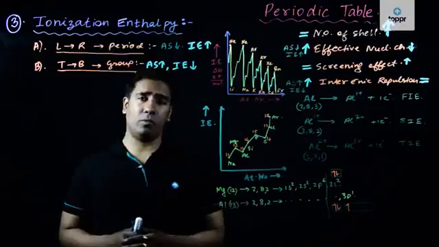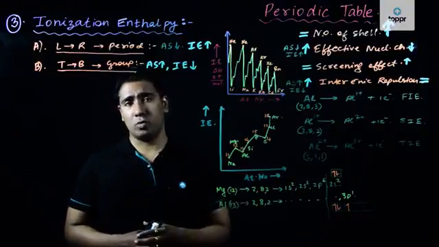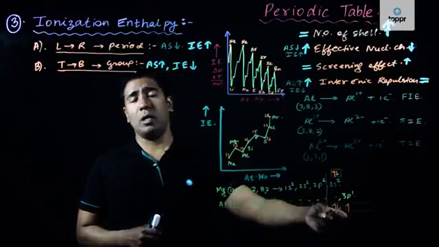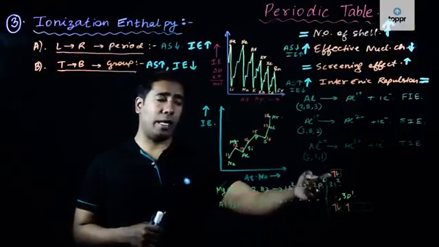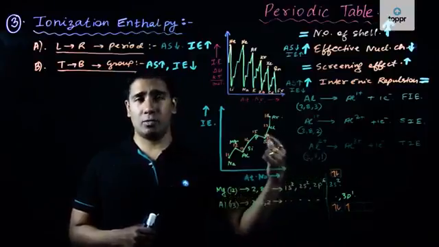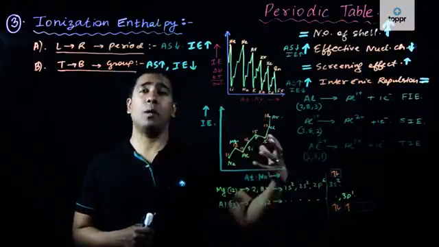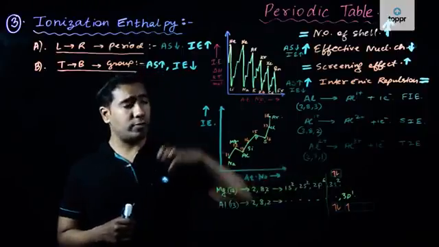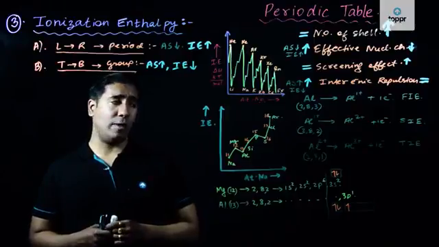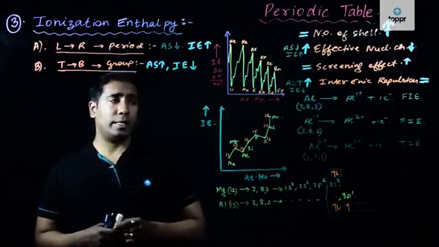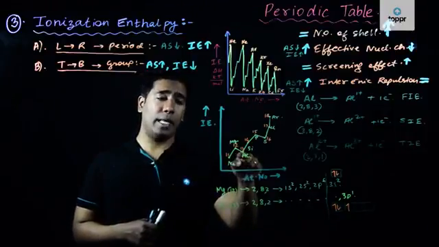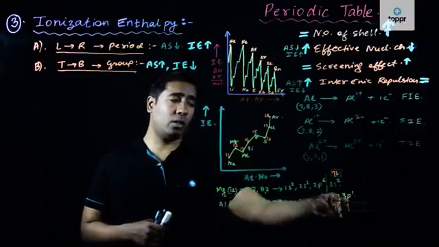It can very easily be removed because it is not very strongly attached to the nucleus, and hence in the case of aluminium, the first ionization enthalpy will be very less as compared to magnesium. In the case of magnesium, as you can see, this orbital is completely filled, and hence it will require much more energy to remove one electron out of the orbital when we are talking about the valence electrons. So this explains why the first ionization enthalpy of aluminium will be less as compared to magnesium, because this one electron in the case of aluminium can very easily be removed.